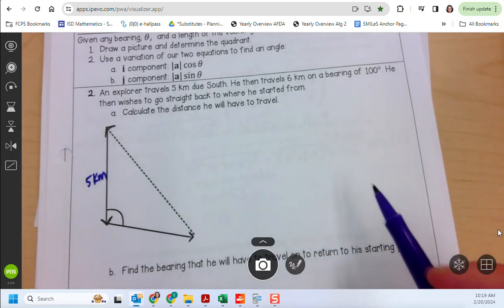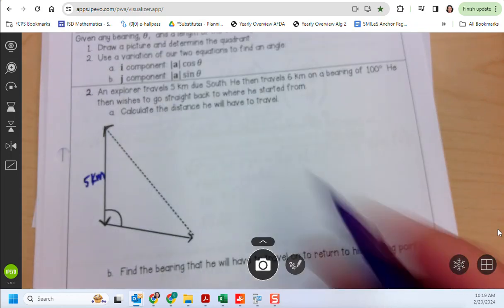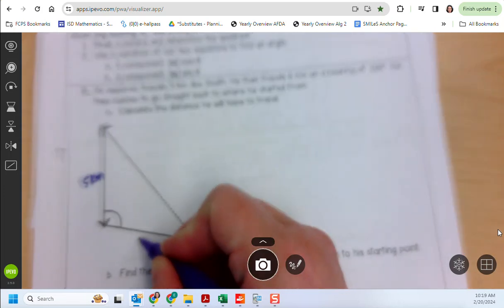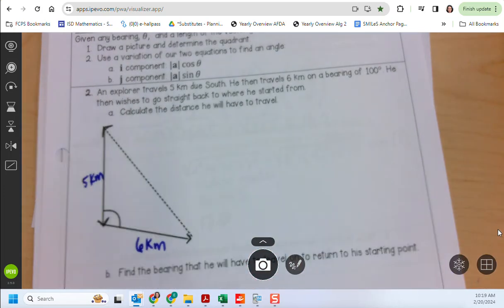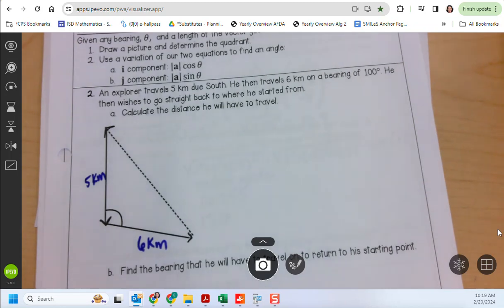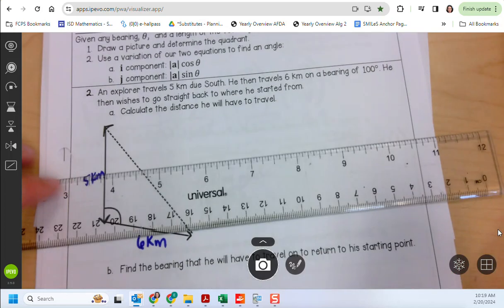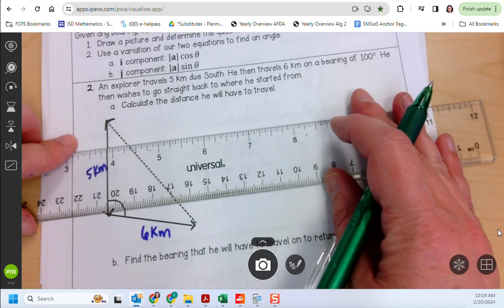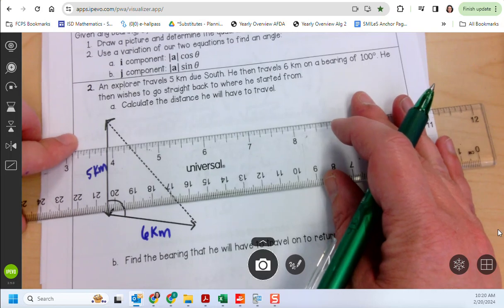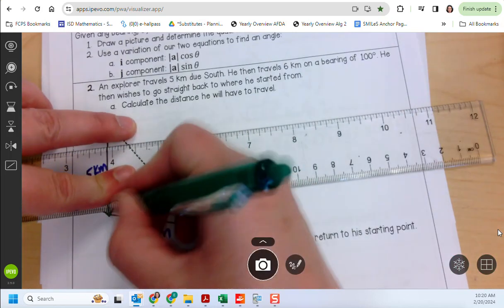And then he travels 6 kilometers on a bearing of 100 degrees. Okay, I don't even have a pencil, but I'll use my erasable pen here just to sketch in. Use something erasable, because you're going to be drawing a lot in these pictures, and you may decide that you have too many lines after a while.